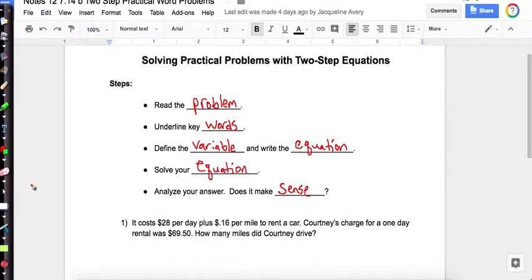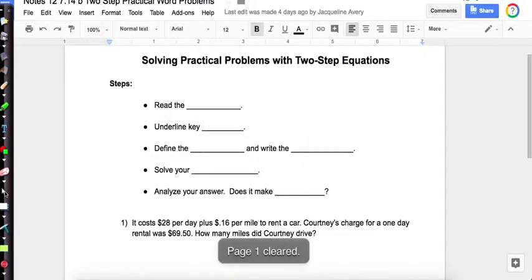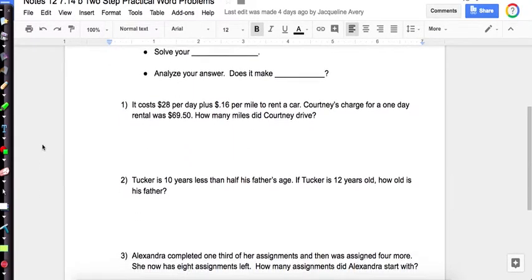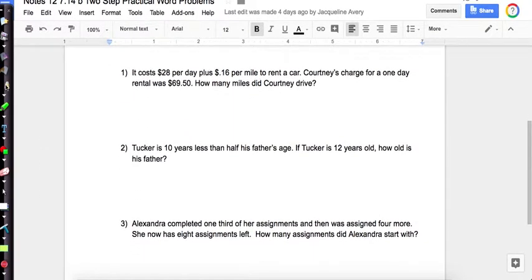Okay, let's look at the first word problem here. So I'm going to close this up here and slide the page down. So it costs $28 per day plus, and I'm going to underline keywords as I go, $28 per day plus 16 cents per mile to rent a car. Courtney's charge for 1 day rental was $69.50. How many miles did Courtney drive?